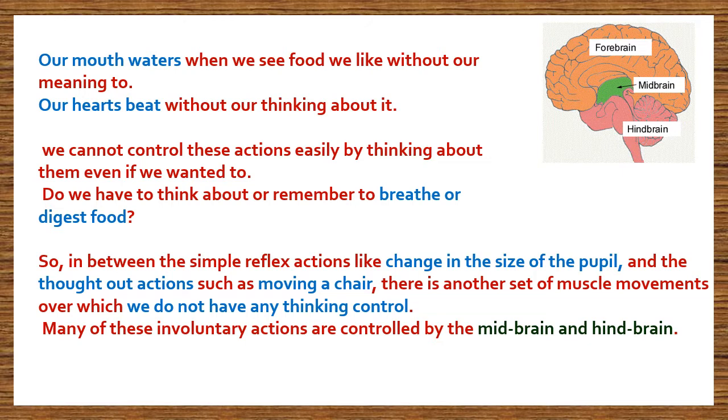So, in between the simple reflex actions like change in size of the pupil and the thoughts of the actions such as moving a chair, there is another set of muscle movements over which we do not have any thinking control. And these types of activities are known as involuntary actions. Means we cannot think about that, they are automatic. And these actions are controlled by midbrain and hindbrain.